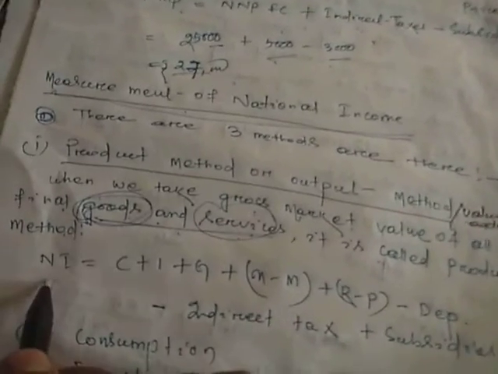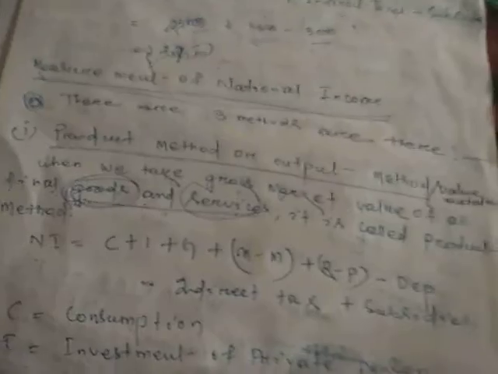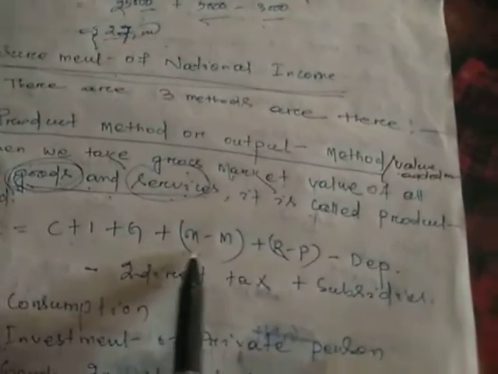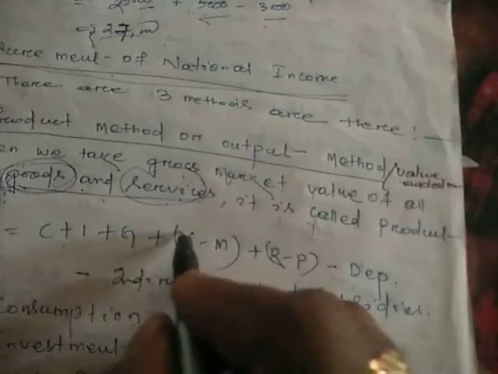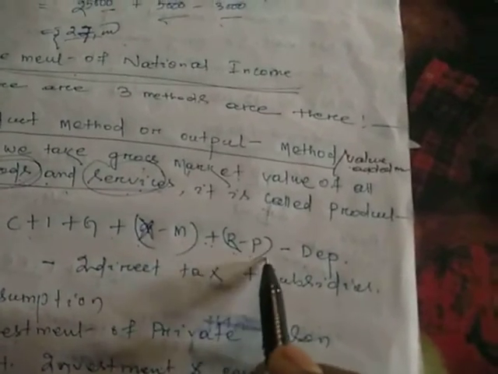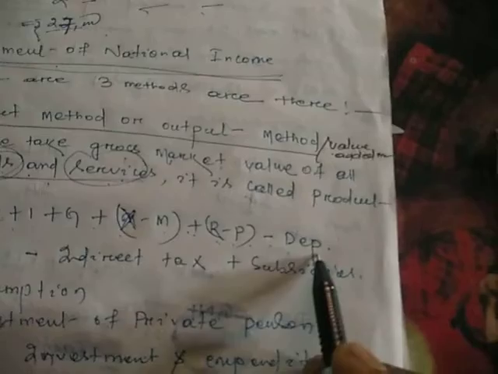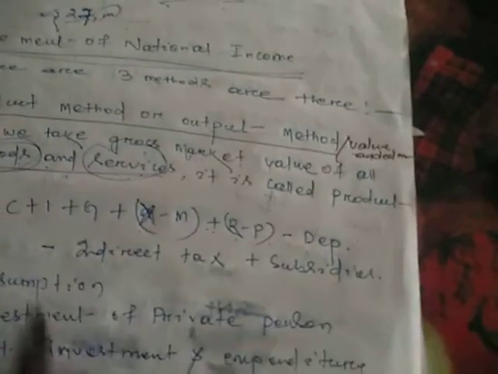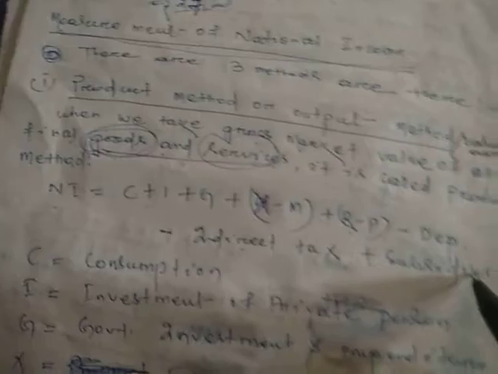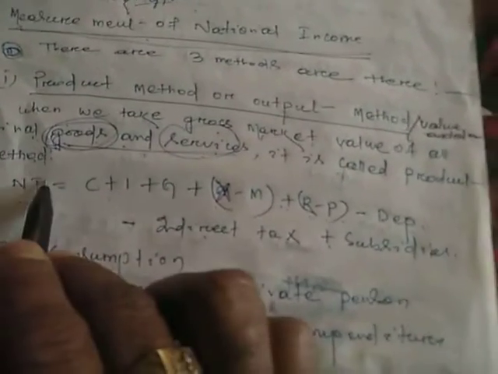So how to find out national income under product method? There is a specific formula, that is C plus I plus G plus X minus M, this is X, right? X minus M plus R minus P minus depreciation, DEP, in the sense depreciation, minus indirect tax plus subsidies. This is the formula of national income, right?